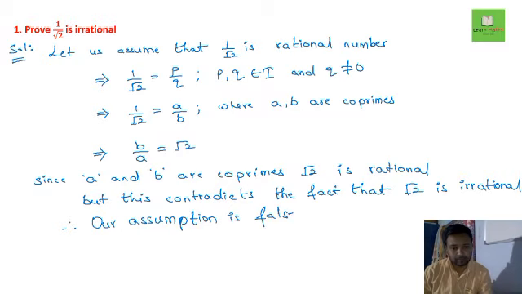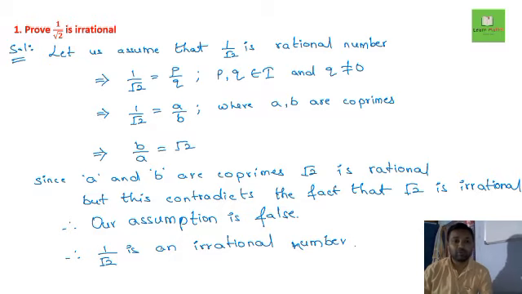If our assumption is false, what did we assume? We assumed that the number is a rational number. If that is false, then the number is not rational, so it is said to be an irrational number. Therefore 1 by root 2 is an irrational number. Like this we need to prove that any number expressed in the form of 1 by root 2 is an irrational number.